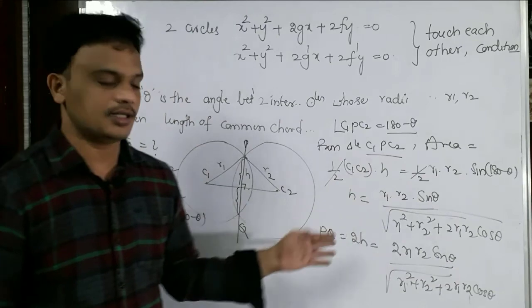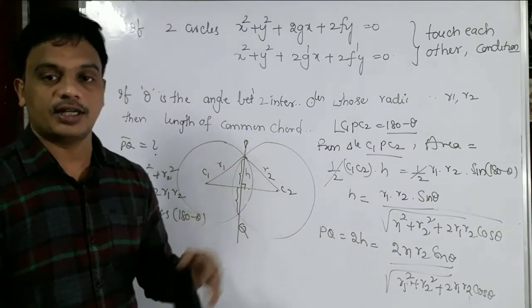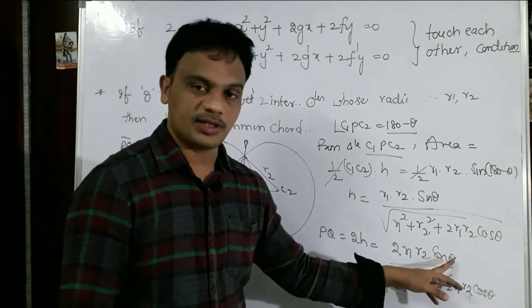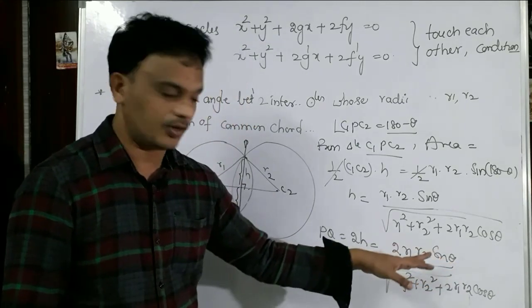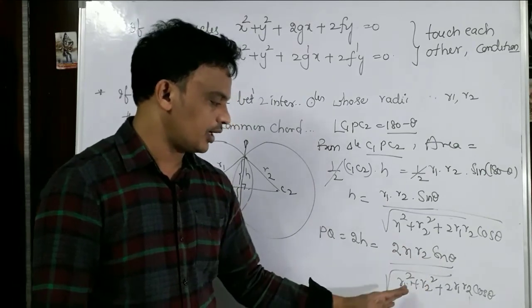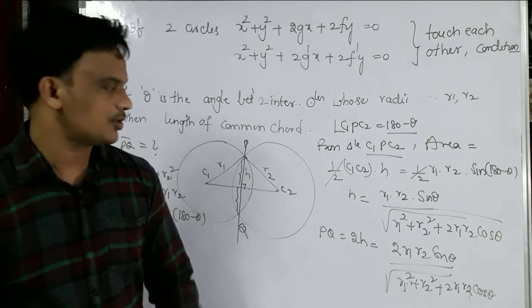Here they may ask some different questions on this. Suppose the angle between them is theta and the circles are orthogonal, then theta becomes 90. In that case, the length is 2 R1 R2 sin 90, which is 1, by the denominator root of R1 square plus R2 square. Now students, make a note.